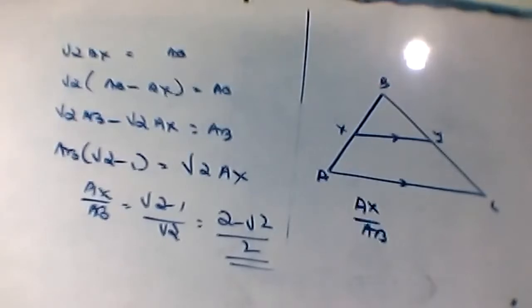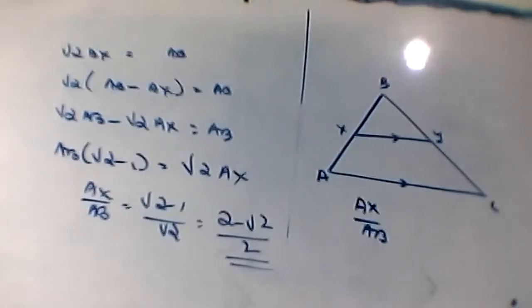Then XY parallel to AC. Therefore, triangle BXY is similar to triangle BAC, by AA similarity. I hope you know the reason: B common, angle BXY equal to angle A, corresponding angles. Hence, area of triangle BXY divided by area of triangle BAC equals BX by AB, whole square. Number 2. Reason what? Ratio of the areas of two similar triangles is equal to the ratio of the squares of the corresponding sides.